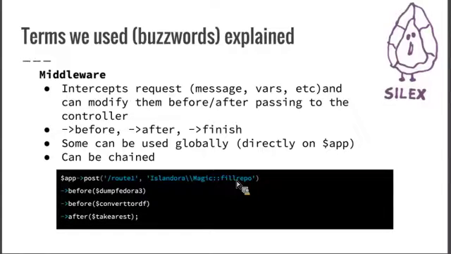Middleware. Middleware are just ways of intercepting our request, the message or whatever we're getting from the user, and modifying it before and after passing it to the controller. We have these base ones: the before, the after, and the finish. Some of these can be used globally, directly on the app object, and others can be used only on the route itself. And they can be chained.